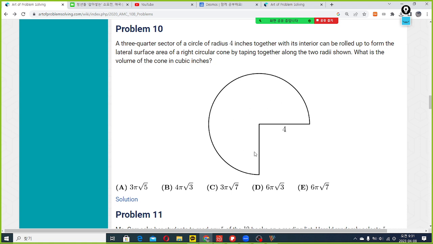Number 10. By folding this quarter, the 3/4 circle, we make a cone, and we want to find the volume of the cone.